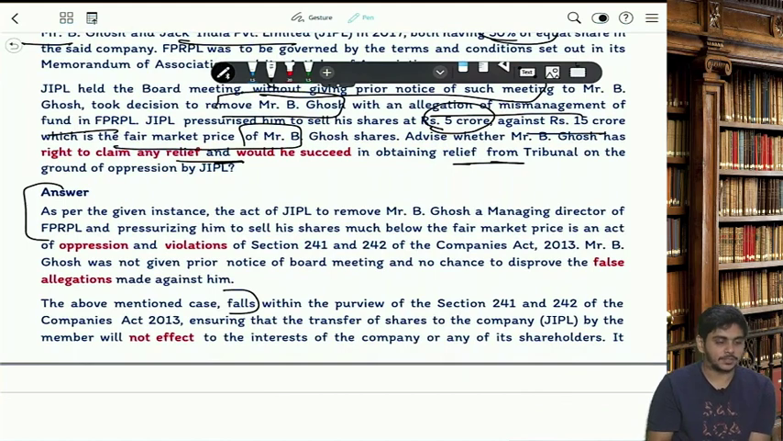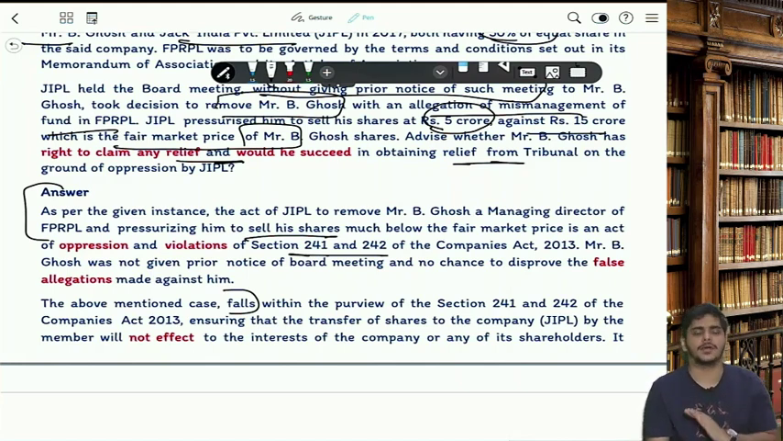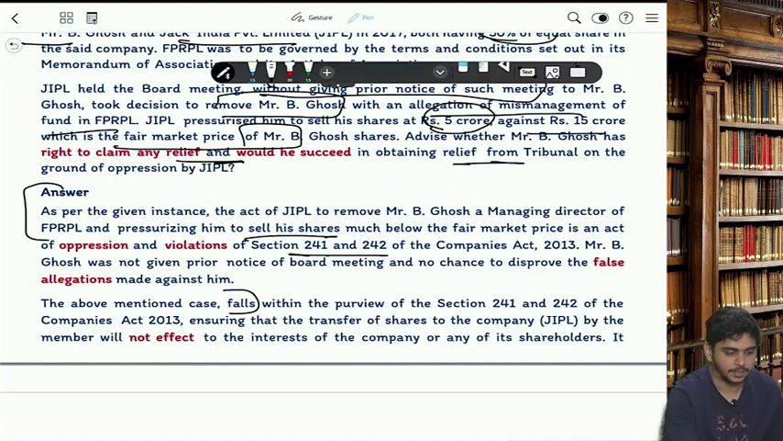It says the act of JIPL to remove Mr. Ghosh as MD of the FRPL, pressurizing him to sell his shares. So when I say sell his shares, मतलब क्या हो गया? वो shareholder हो गया. Below the fair market price, an act of oppression and mismanagement. ठीक है? Oppression basically, as per 241 and 242. So therefore the tribunal can pass order. Okay? Read the answer. Easy questions. Important. The other thing is it is covered.